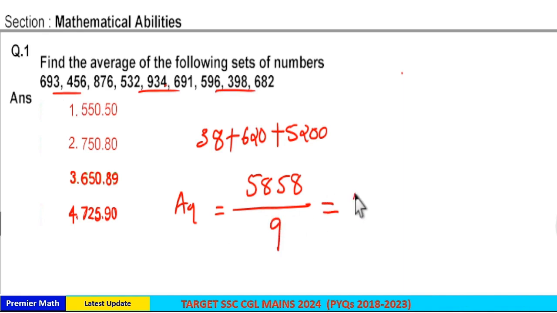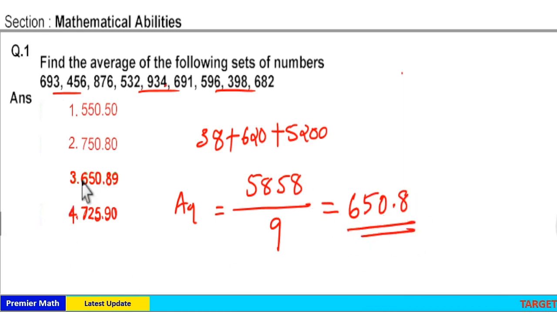9 goes 6 times in 54, remaining 4. So 9 goes 5 times in 45, remaining 8. So 9 goes 0 times in 8, remaining 8. 9 goes 8 times in 72. So 650.8. Option 3 is your answer.